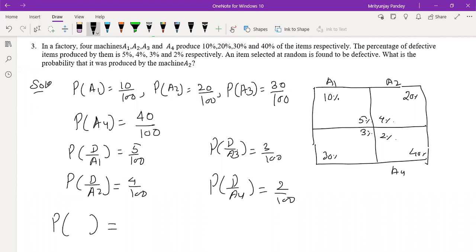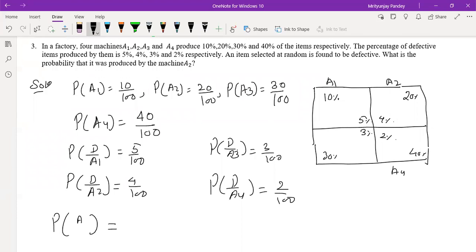2 upon 3. Yes, any other student? Can anyone tell P and of? A2. Sorry? P of A2. No, this is wrong. Any other student?